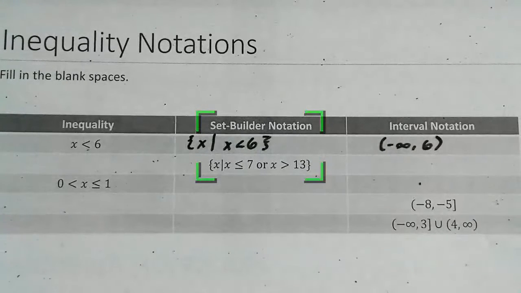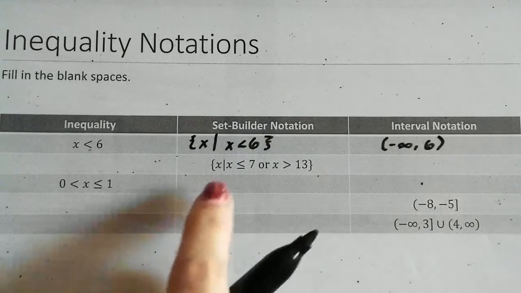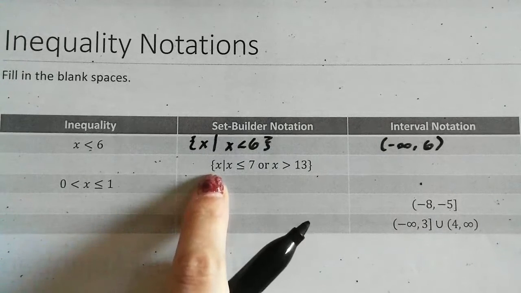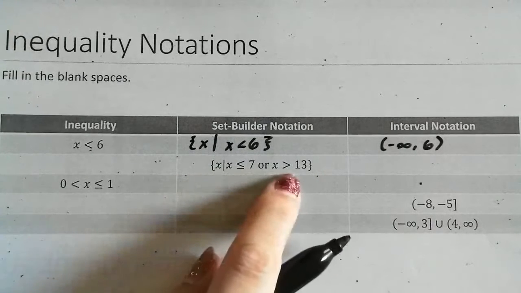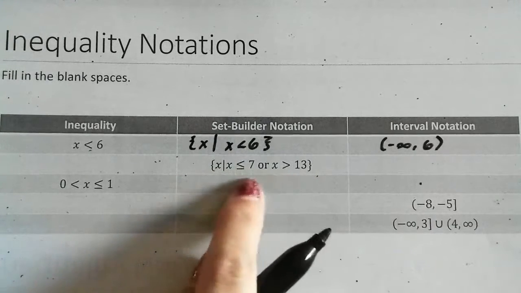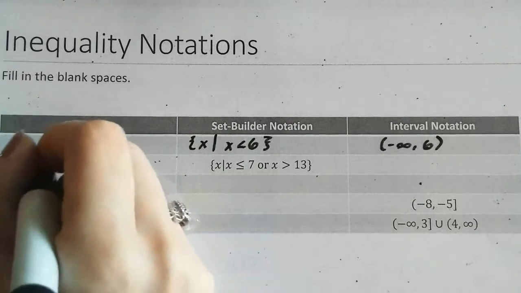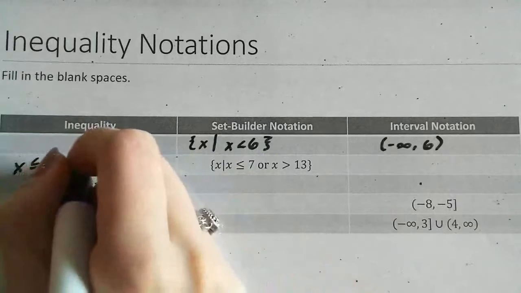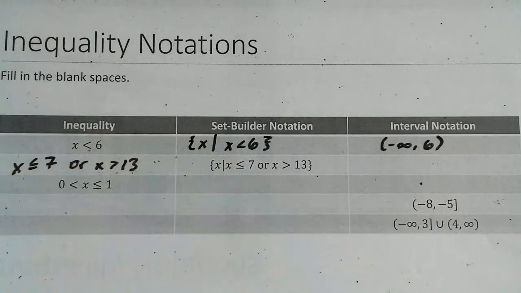Next up, we're given the set builder notation, the set of x such that x is less than or equal to 7 or x is greater than 13. Since set builder notation is done by using squiggly bracket, variable, vertical line, inequality, to get the inequality, I just need to copy this part after the vertical line. So x is less than or equal to 7 or x is greater than 13.